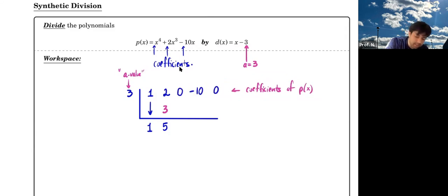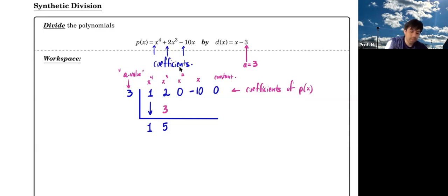Do you guys see that this is the coefficient for x to the 4th? This is the coefficient for x cubed. This is the coefficient for x squared. This is the coefficient for x. This is the coefficient for the constant. Remember what we've mentioned about polynomials? We always write them in descending order with respect to their powers. So this is even more important. That 0 is even more important for the synthetic division to really work correctly.